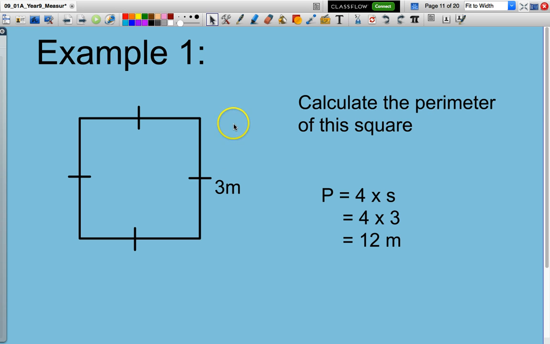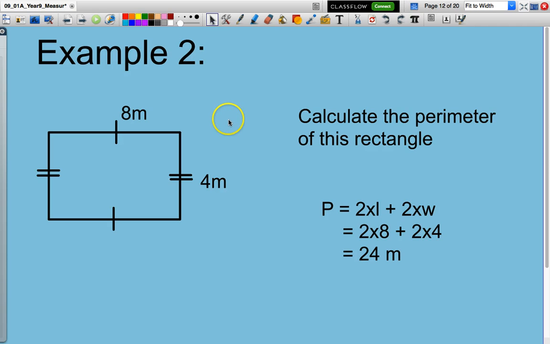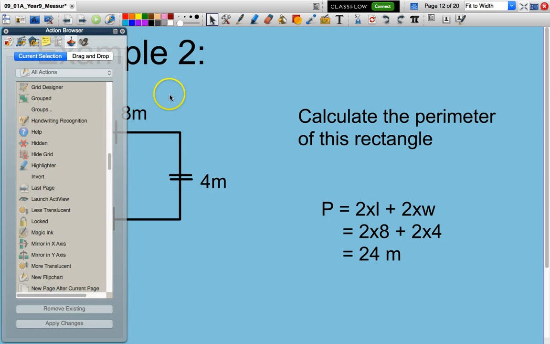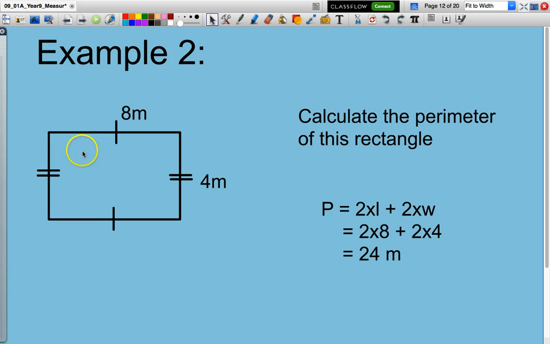Look at the perimeter of this square. Well, if one side length is 3, then it'll be 4 times 3. In other words, 3 plus 3 plus 3 plus 3. That is the distance all the way around my shape. Example 2, a rectangle this time, a length of 8, a width of 4. So in other words, the perimeter would be these two 8s plus that 4, and that's 4 over here.